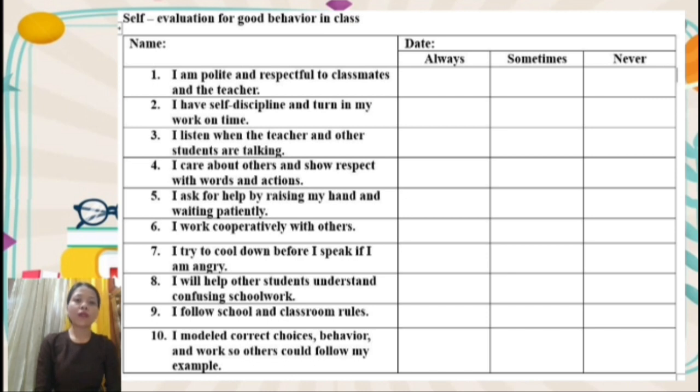The second is: I have self-discipline and turn in my work on time. Third, I listen when the teacher and other students are talking. Fourth, I care about others and show respect with words and actions. Fifth, I ask for help by raising my hand and waiting patiently. Sixth, I work cooperatively with others. Seventh, I try to cool down before I speak if I am angry. Eighth, I help other students understand confusing schoolwork. Ninth, I follow school and classroom rules. And 10th, I model correct choices, behavior, and work so others can follow my example.